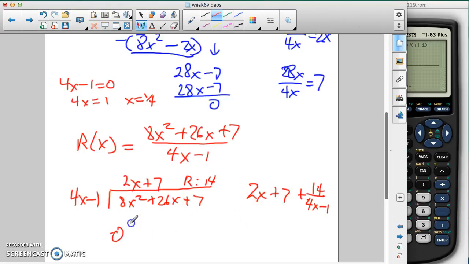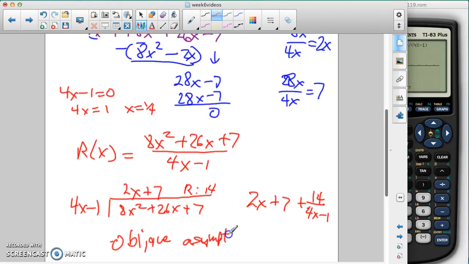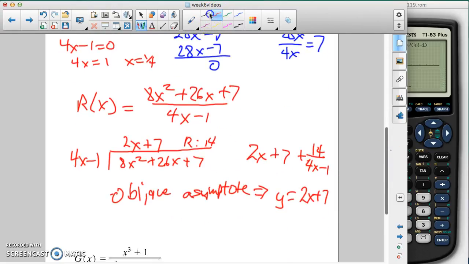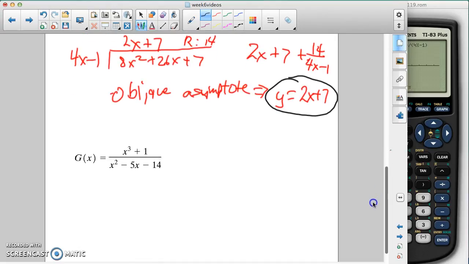Our oblique asymptote would be y equals 2x plus 7. We just eliminate the remainder, and the rest of it is our oblique asymptote. So we just take whatever we got here and that would be our oblique asymptote. So on this example, if I changed it a little bit to +7, we'd get a remainder. If that occurs, then we get an oblique asymptote. So let's try that on this one.